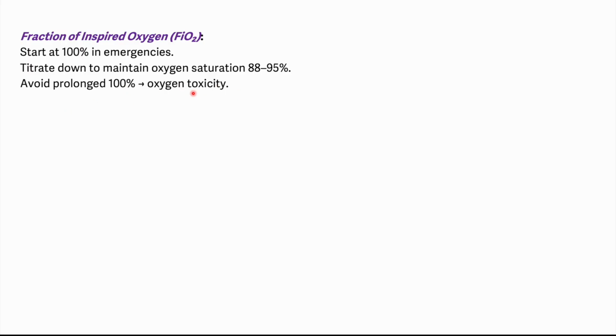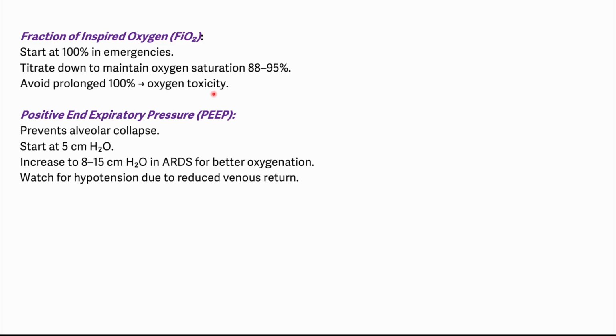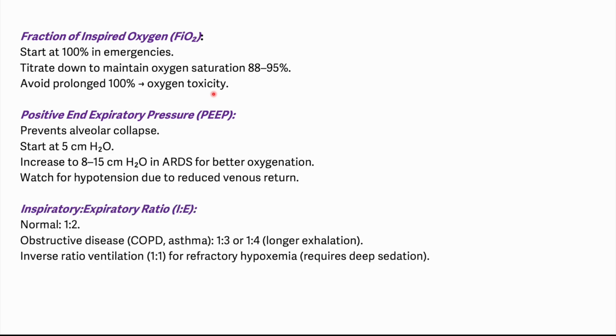Then fifth, PEEP prevents alveolar collapse. It starts at 5 cm water, then increase it to 8 to 15 cm water in ARDS for better oxygenation. Watch for hypotension due to reduced venous return. Then lastly, the inspiratory to expiratory ratio. Normal is 1 to 2. In COPD, it is 1 to 3 or 1 to 4. Then inverse ratio ventilation for refractory hypoxemia, which is 1 to 1, requires deep sedation.